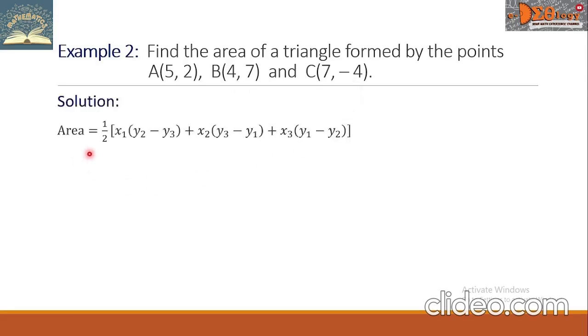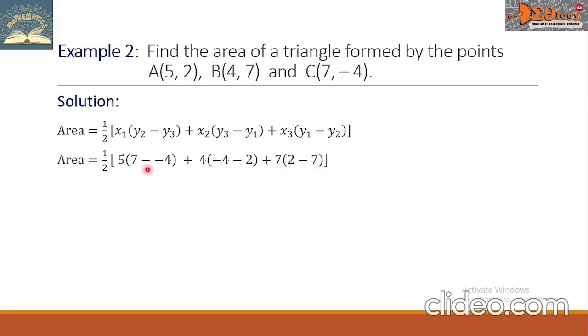We have the formula of the area. Let us substitute the corresponding values. So we have 1/2 times the quantity 5 times the quantity 7 minus negative 4, plus 4 times the quantity negative 4 minus 2, plus 7 times the quantity 2 minus 7.